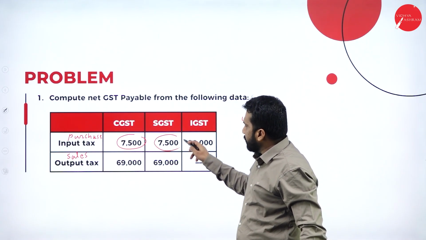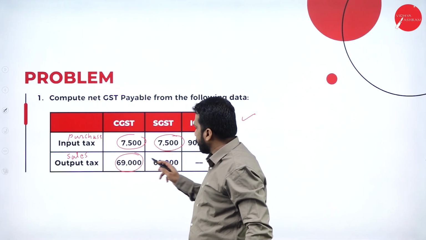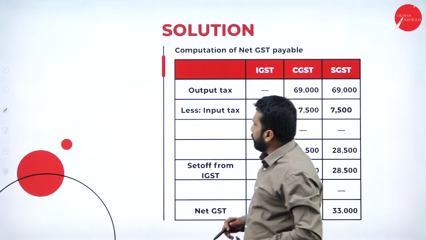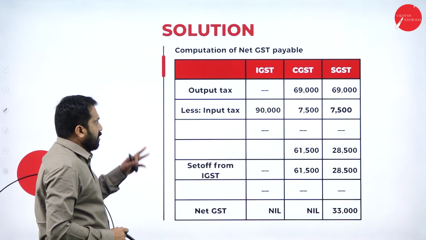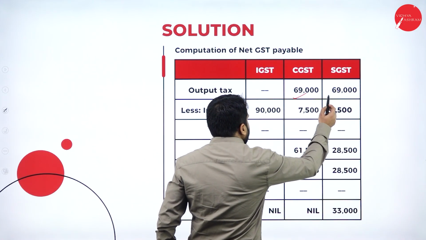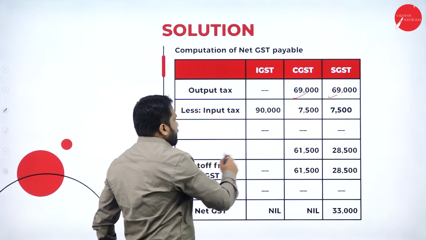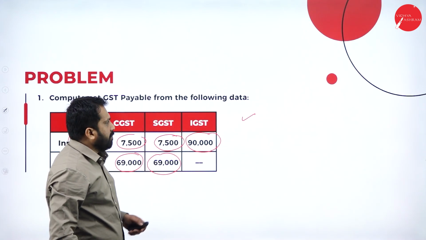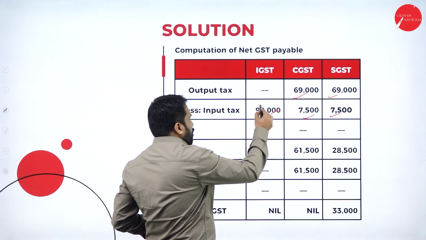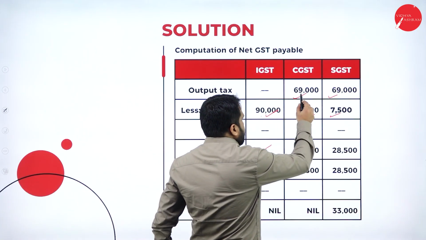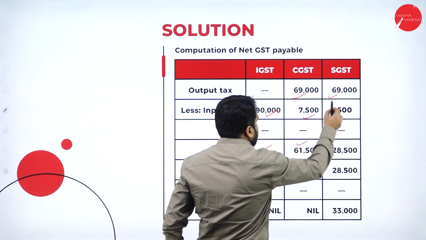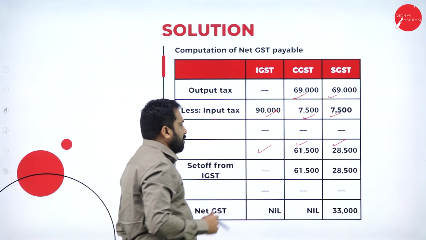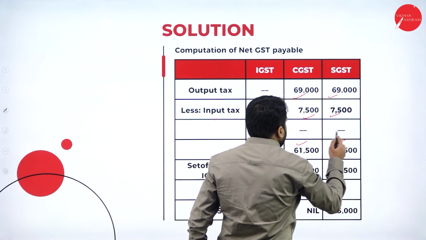SGST is 7,500. Output tax is 69,000. IGST is how much? 90,000. Now, if you calculate this, your output tax is 69,000. Input tax is 7,500 and 90,000. It is already given. Now, if you subtract, 0 minus 90,000, it will be the same. 69,000 minus this, it will be your 61,500. This will be your 61,500 only.